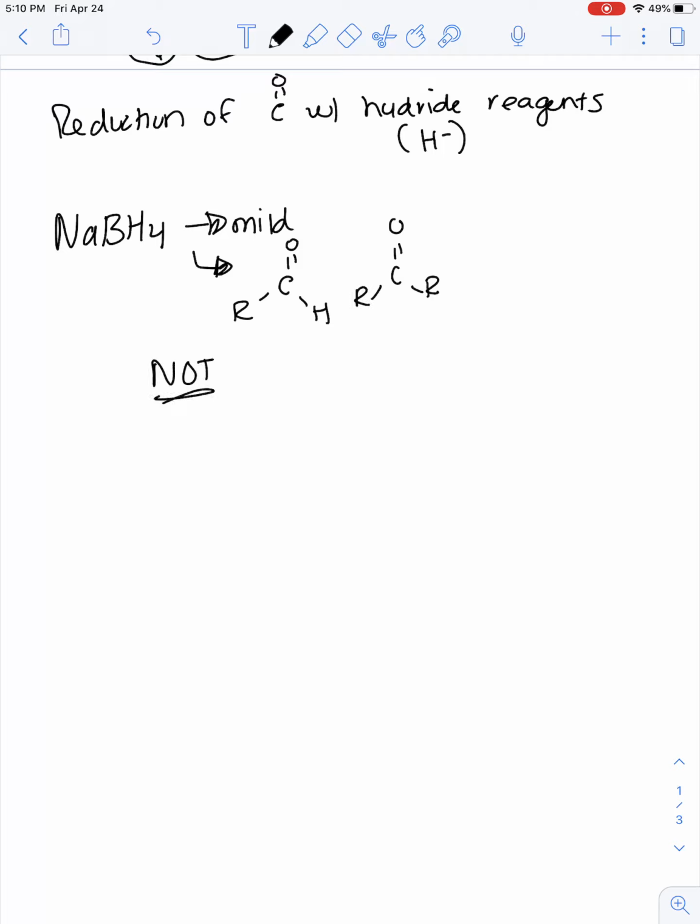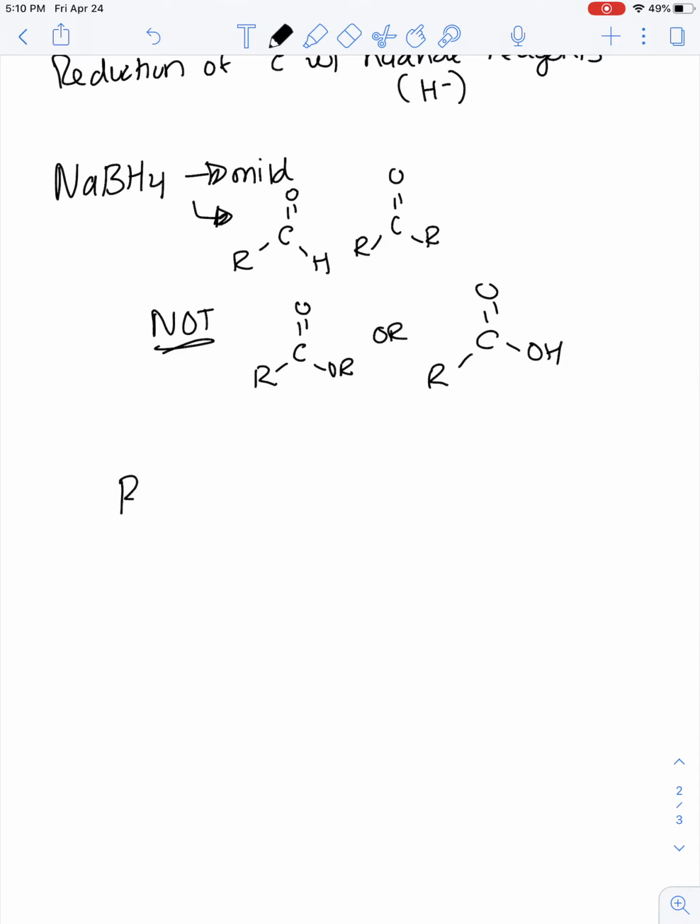However, it cannot reduce esters. Something like this would be an ester, or carboxylic acids. So again, sodium borohydride can reduce either an aldehyde or a ketone, but it cannot reduce a carboxylic acid or an ester.